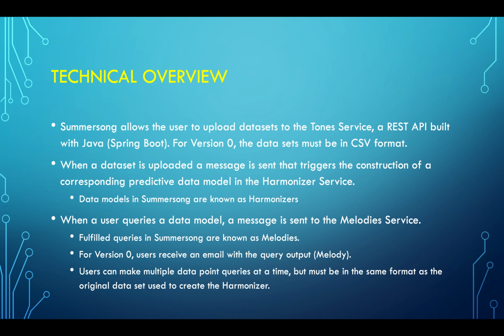Okay, technical overview. So for version 0, as I mentioned, Summersong accepts CSV files with numeric data, and those are sent to the tone service, which processes them, stores them in AWS, and then triggers the harmonizer service to build the data model. And those data models in Summersong are known as harmonizers.